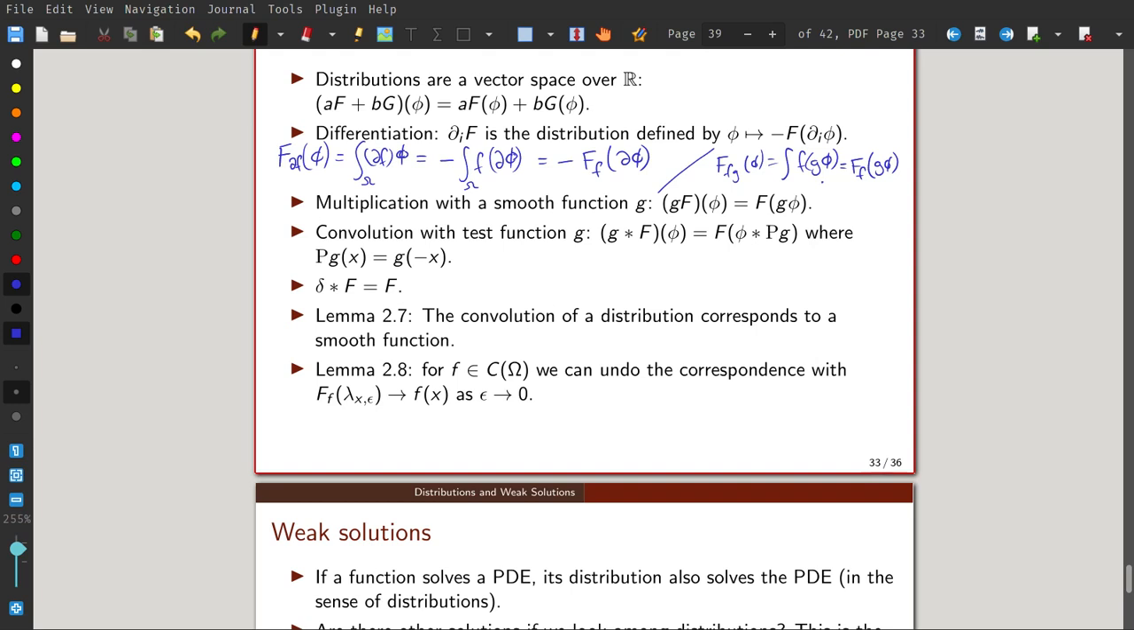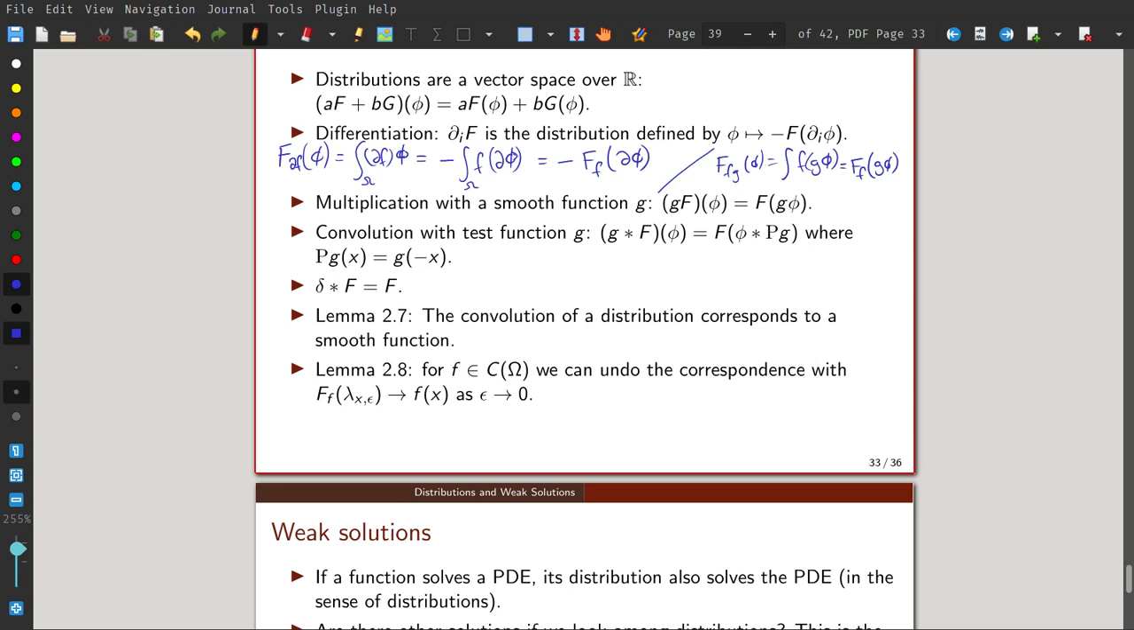So differentiation is very important. Multiplication by a smooth function is not such an important operation. What is an important operation is convolution with a test function, g. So g should have compact support in particular. And it's defined as convolution of the test function with g-tilde, where g-tilde is the reflection of g, right? So you need the sign change in its argument.